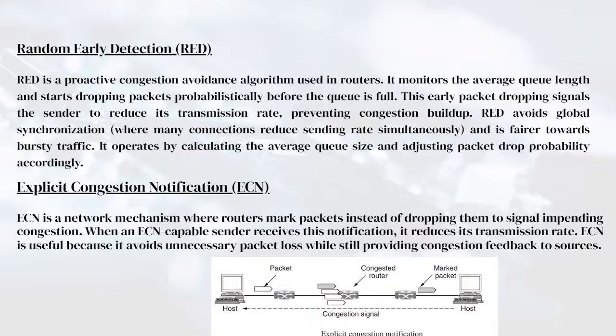Okay, now the next one is explicit congestion notification. So this is also a network mechanism where routers mark packets instead of dropping them to signal impending congestion. When an ECN, or explicit congestion notification, capable sender receives this notification, it reduces its transmission rate. Okay, and this is useful because it avoids unnecessary packet loss while still providing congestion feedback to the source.